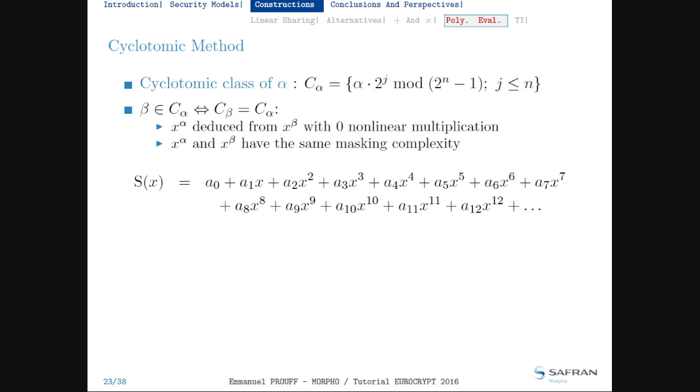Okay, so based on this observation, what can I do? I have the decomposition of Sx like that, so as a polynomial with monomials, the powers of x. First, I start by grouping all the powers which are in the same class. So I get this class. I can compute all the elements of this class without multiplications, because once I have x, I can have x squared, x4, x8, just by squaring, and squaring is for free.